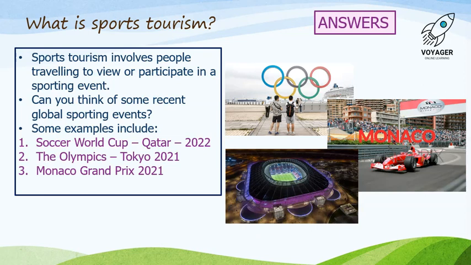Welcome back. Here are some ideas. Some examples of sports tourism include number 1, the Soccer World Cup in Qatar, held last year in 2022. Number 2, the Olympics, held in Tokyo in 2021. And number 3, the Monaco Grand Prix, which was held in 2021.